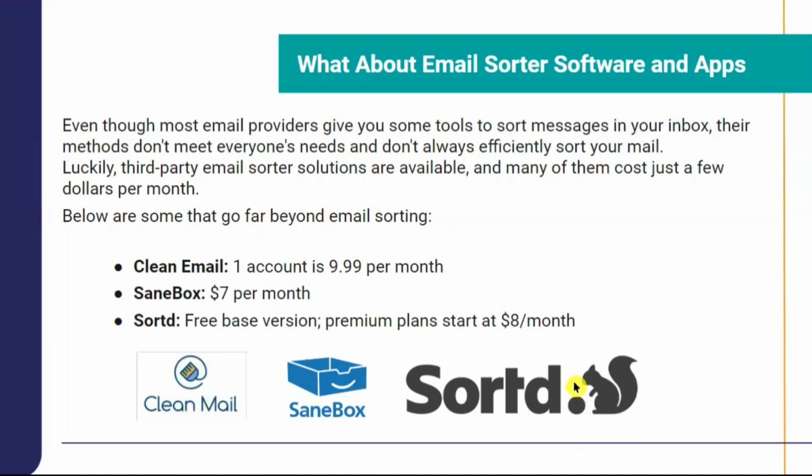Your email providers do a little bit of this, but if you have a big influx of emails and you are getting overwhelmed by them, this could be an alternative you can look into. Clean Email: you can have access to one email account for $9.99 per month. Sane Box is $7 per month. And Sortd has a free version and the premium plans start at $8 per month. Sortd is more so if you manage a business and your email has gotten out of control. Clean Email and Sane Box are more so for personal use.